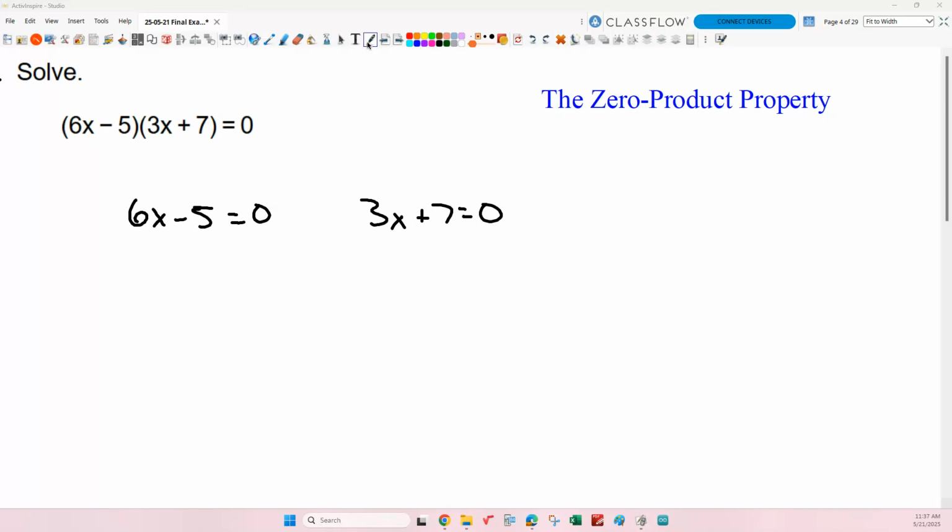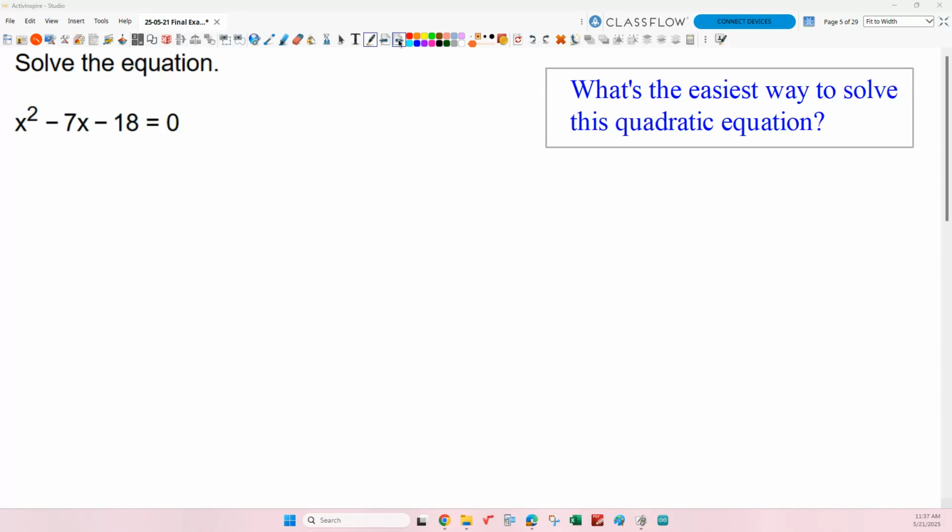So then, if I solve this first one, 6x minus 5, how do I solve it? Add 5 divided by 6, yeah. So then I get x equals 5/6. Okay, what about the other one? Yeah, subtract 7 and divide by 3. So we're at -7/3. Feeling good? Okay. Do you want to do this one on the boards? Sure.